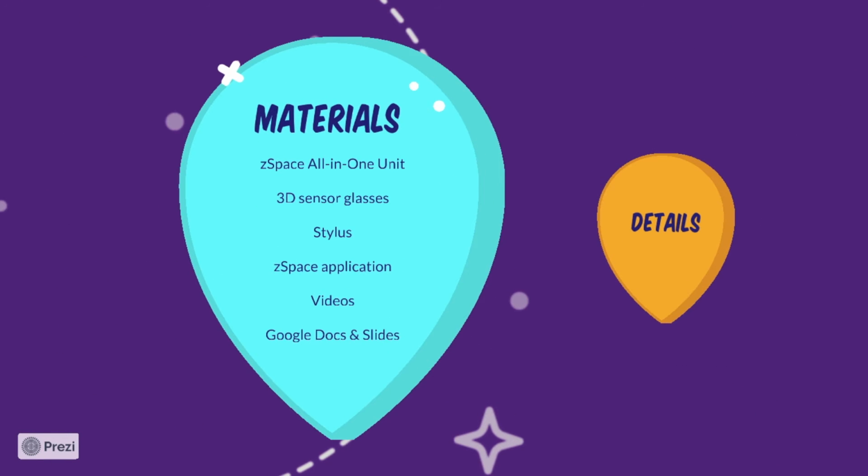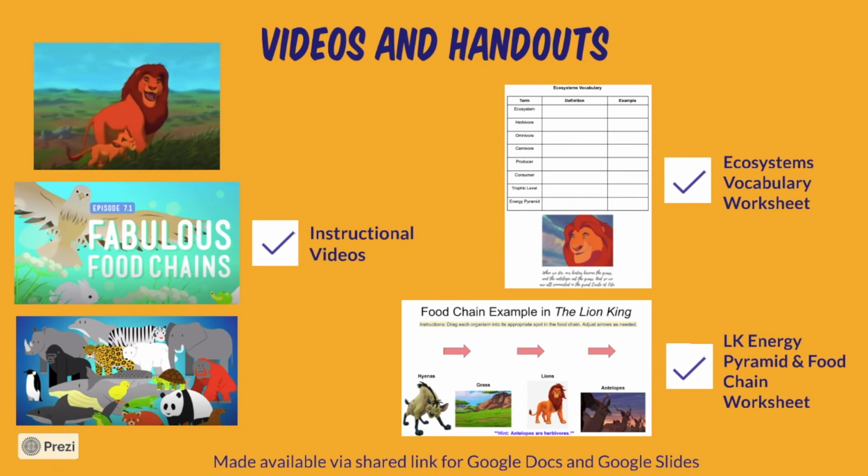The materials for this lesson are really focused on videos and some documents, and then, of course, the zSpace materials. So we start the lessons off with instructional videos. Students have a chance to do vocabulary with this Lion King themed worksheet, and they learn about energy pyramids and food chains with a Lion King worksheet. And all of this is made available to them through Google Docs and Google Slides.